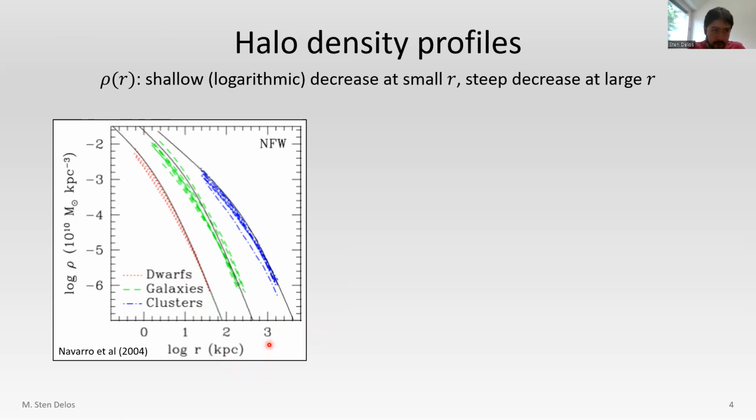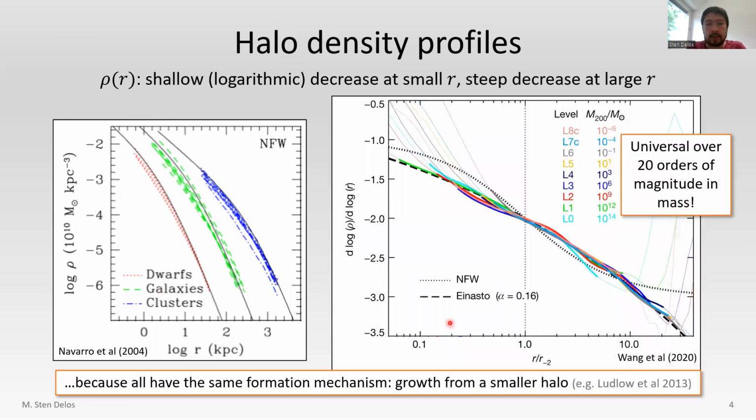Now, we find that density profiles of all halos turn out to be pretty similar, even at very different scales. This picture is showing dwarf scale halos and cluster scale halos, and you see the same general trends in the density profile. In fact, this universality was confirmed over 20 orders of magnitude in halo mass. This plot is actually the slope of the density profile, but the main point here is that each of these curves is considering halos in a different mass range, and they all overlap.